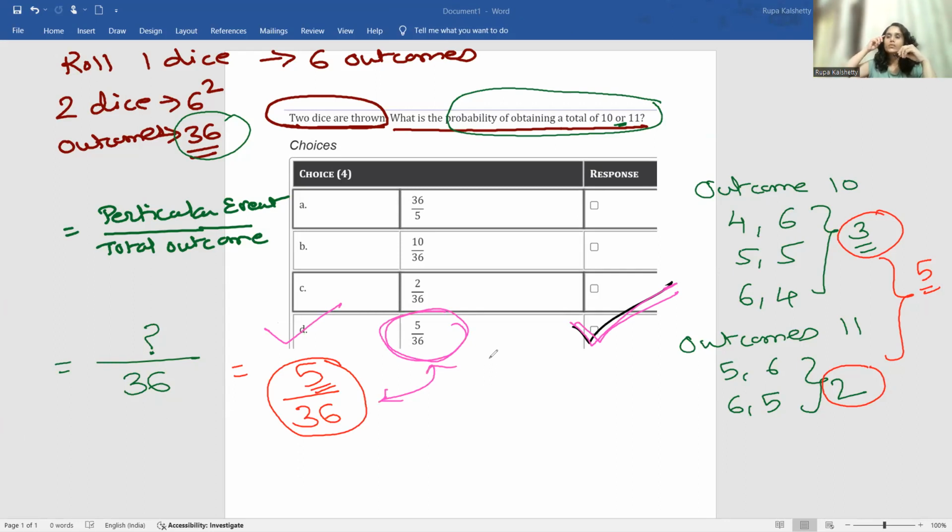I hope you understood how to solve this. Just remember, based on the number of dice, your outcomes will be decided. If you're rolling 1 dice, you have 6 outcomes. 2 dice, then 6 to the power of 2, like I've written here, 36 outcomes. If you're rolling 3 dice, it is going to be 6 to the power of the number of rolls, that is 6 to the power of 3. That's how you're going to decide it.